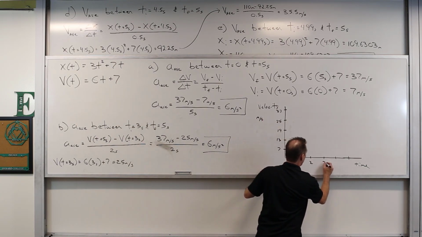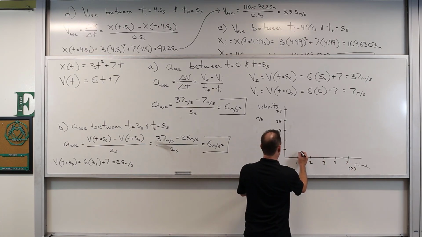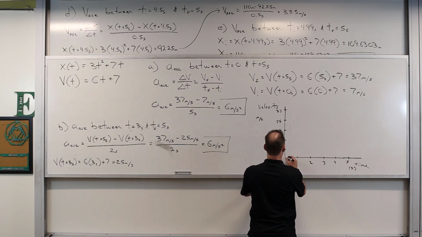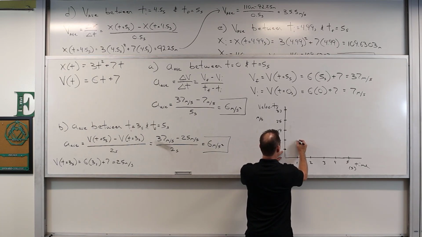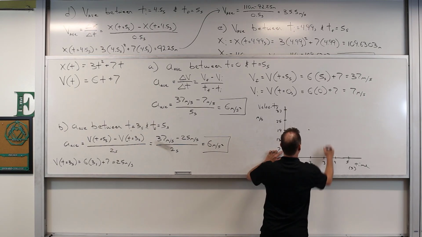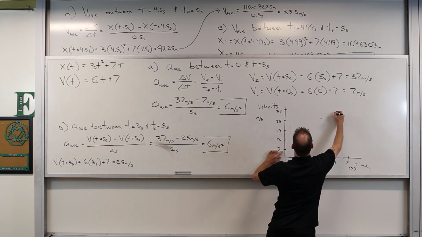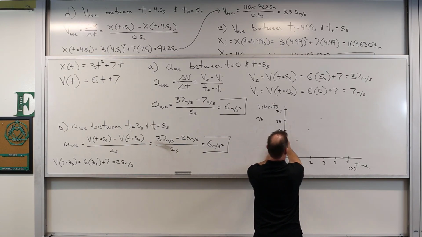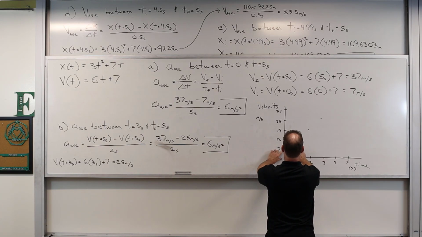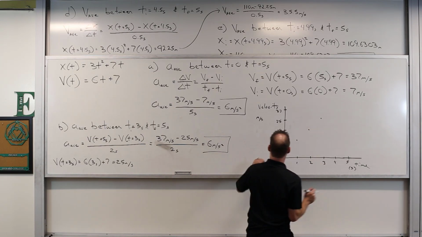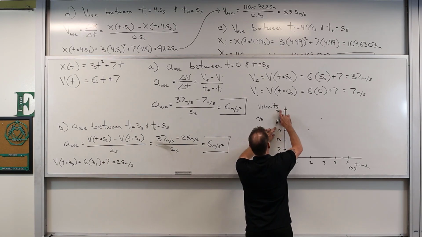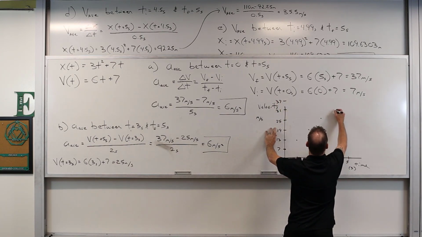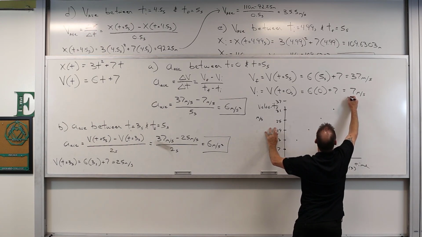1, 2, 3, 4, 5 in the seconds there. Initially, we are right here at t equals 0, 7 meters per second, t equals 1 second, t equals 2 seconds, t equals 3 seconds, t equals 4 seconds. Missing one, right? 7, 13, 19, 25, we got a 31, and then a 37.